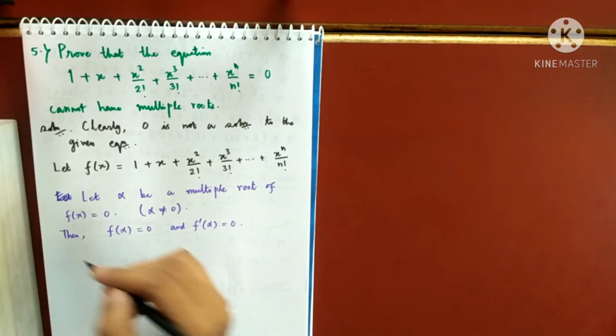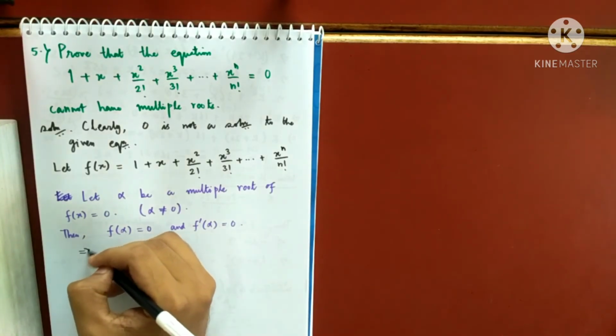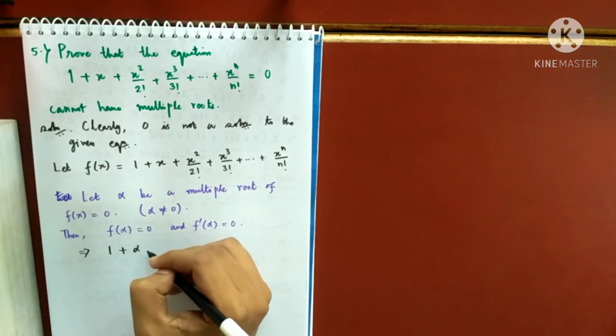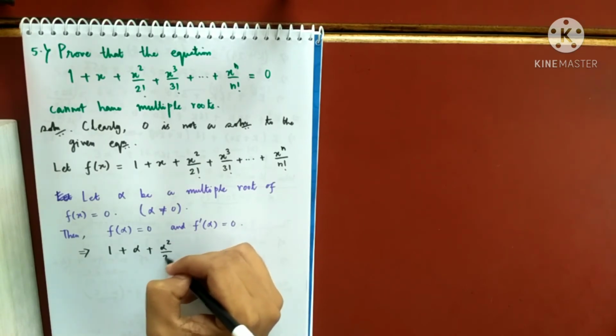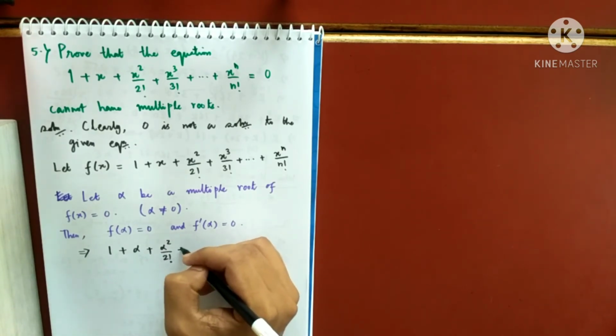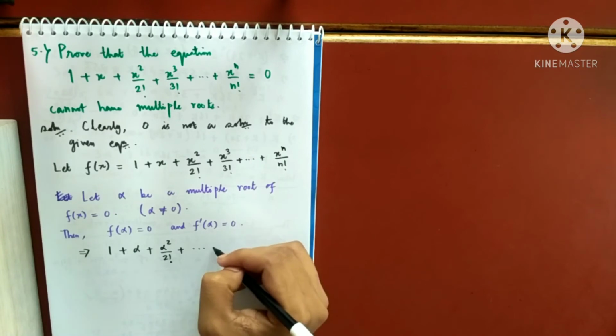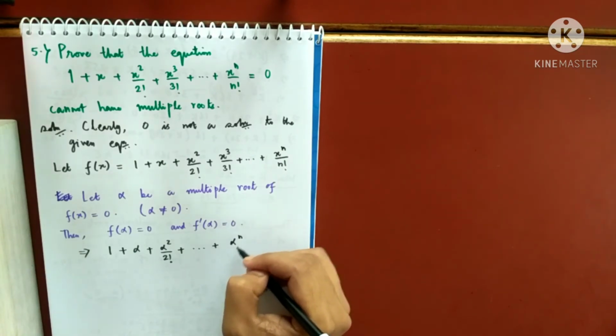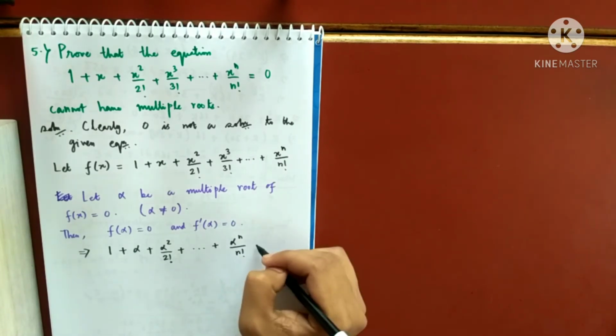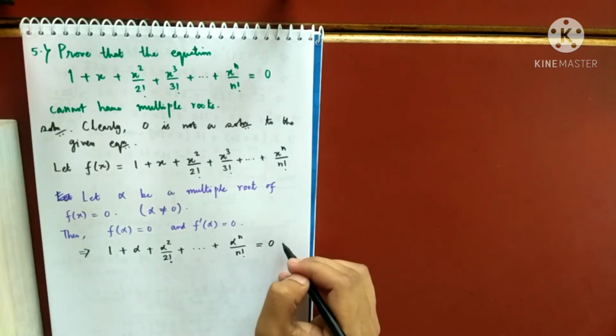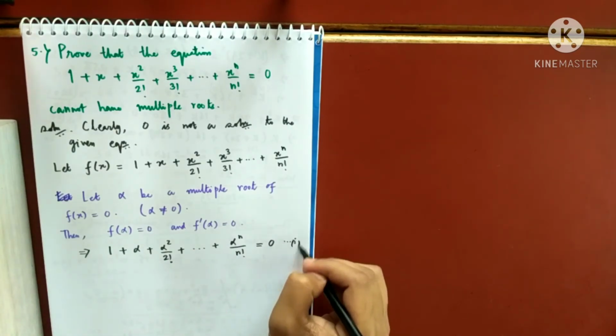Now start doing it. What is f(alpha) equals 0? That is 1 plus alpha by 1 factorial plus alpha square by 2 factorial, alpha cube by 3 factorial, dot dot dot, alpha to the power n by n factorial. This is my f(alpha) equals 0, equation number 1.